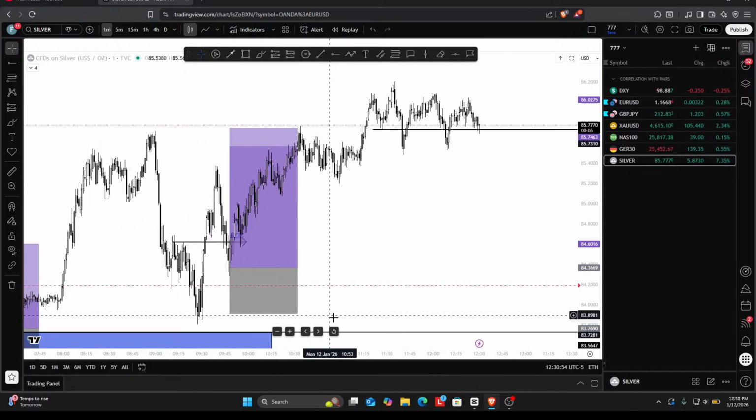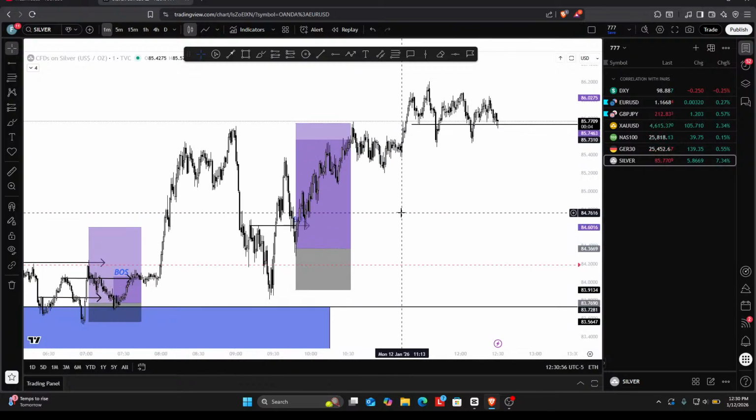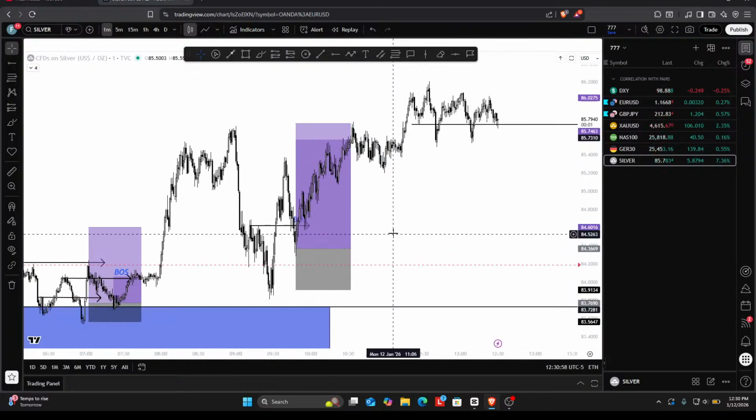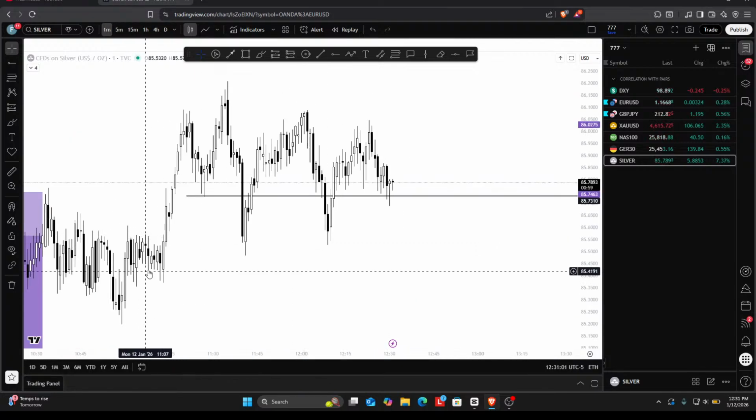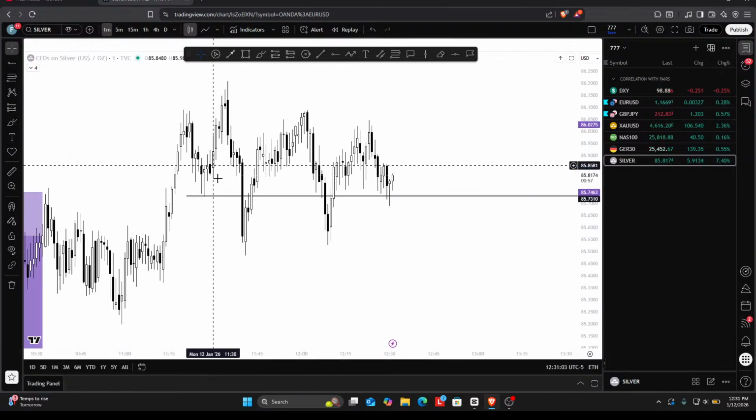I usually go break even. I just don't know how to secure partials on that other account for some odd reason. Some odd stuff. But higher high, higher low, higher high, price did break.